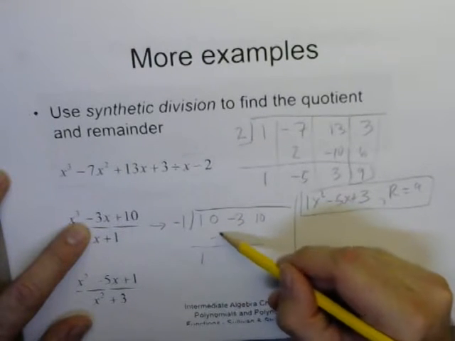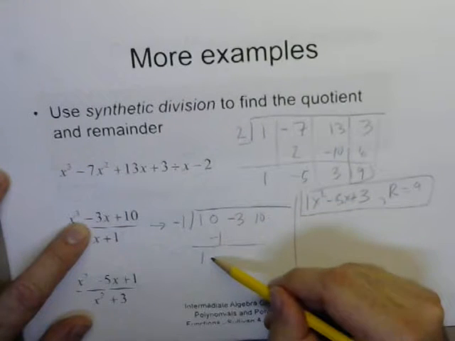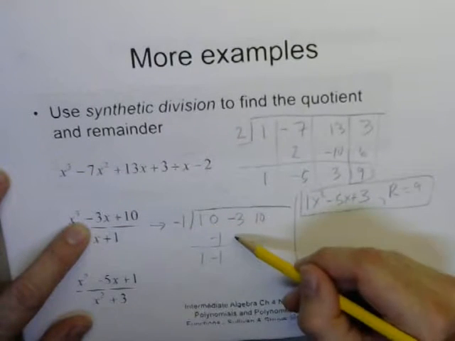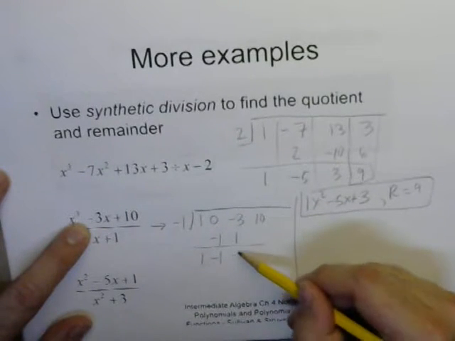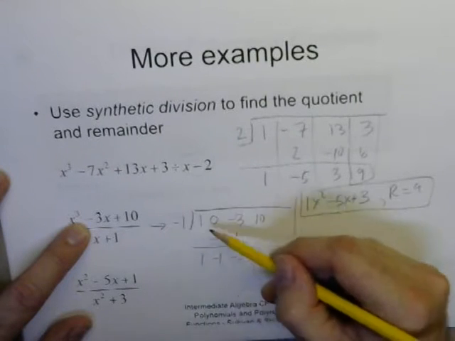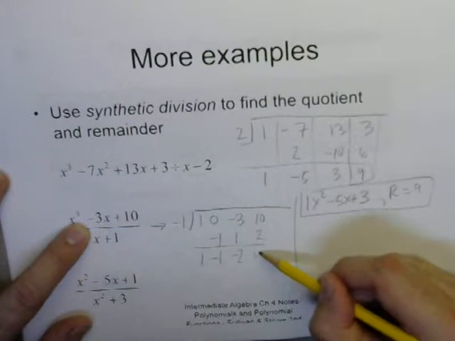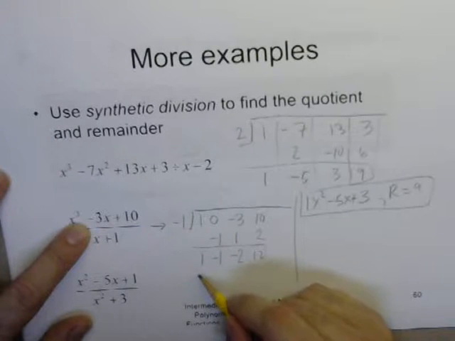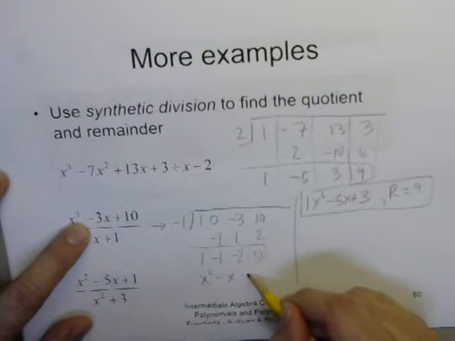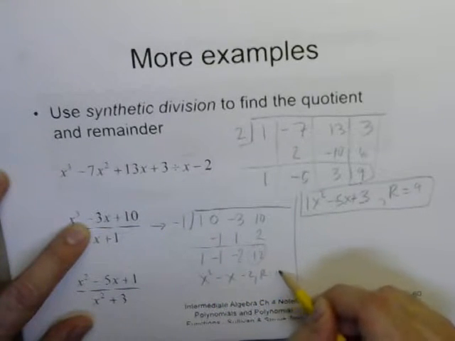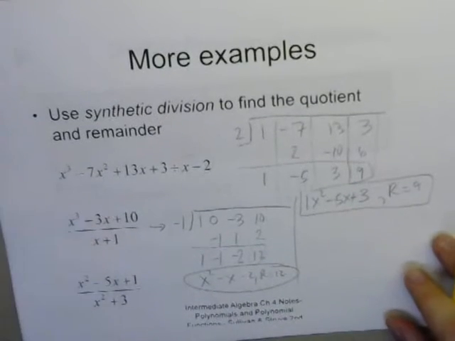Right, so in this case, again, I just start out by bringing down the 1. 1 times -1 is -1. Add those together gives you -1. -1 times -1 is a positive 1. Add those together will give you -2. -2 times -1 is a positive 2. Add those together to give you 12. So in this case, the answer is x squared minus x minus 2 with remainder equal to 12. And that would be your answer.